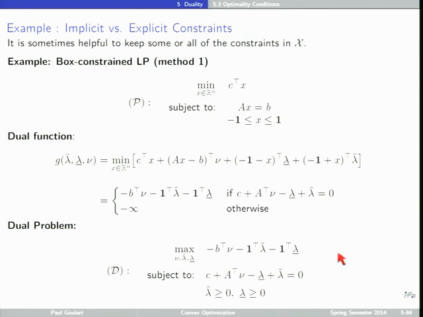So what I did here was I took my box constraint as an explicit constraint, and I ended up with 2 multipliers that go with each side of that constraint. And I end up also with a multiplier for the equality. That's this new guy here.